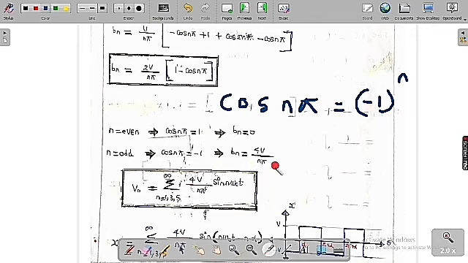When n is odd, we are going to get Bn equal to 4V by n pi. So V naught is equal to sigma n equal to 1, 3, 5 up to infinity of 4V by n pi into sin n omega naught t. This is the expression of that output signal, where V is the peak value of that signal.